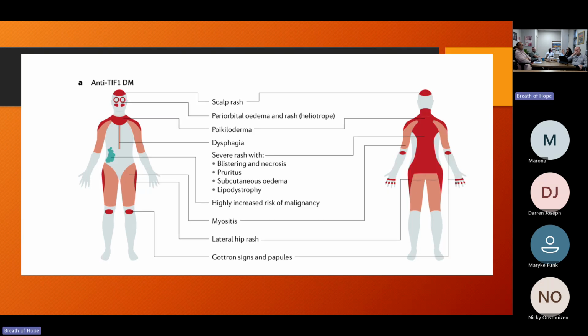Okay, TIF1 gamma. This is an interesting group of patients. I just want to point out, so they usually do come in with significant rash, all right? But what's more a feature on them is this poikiloderma. So you might start seeing what looks like a salt and pepper rash that you know from scleroderma. And this presents with, for instance, a lot more hypopigmentation. When you get the Gottron's papules, they're usually hypopigmented. So a bit of a different presentation here.